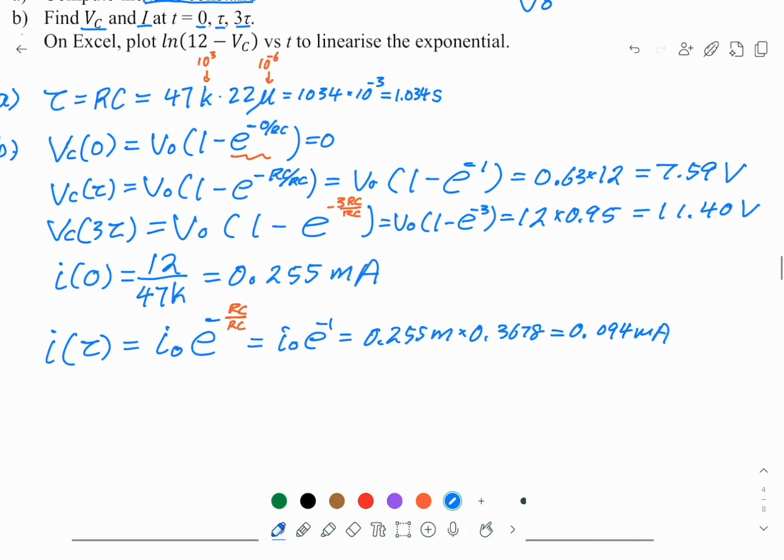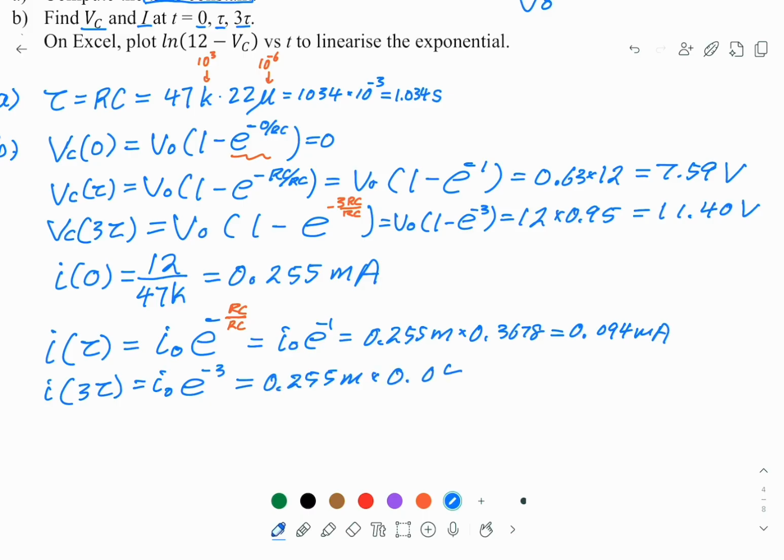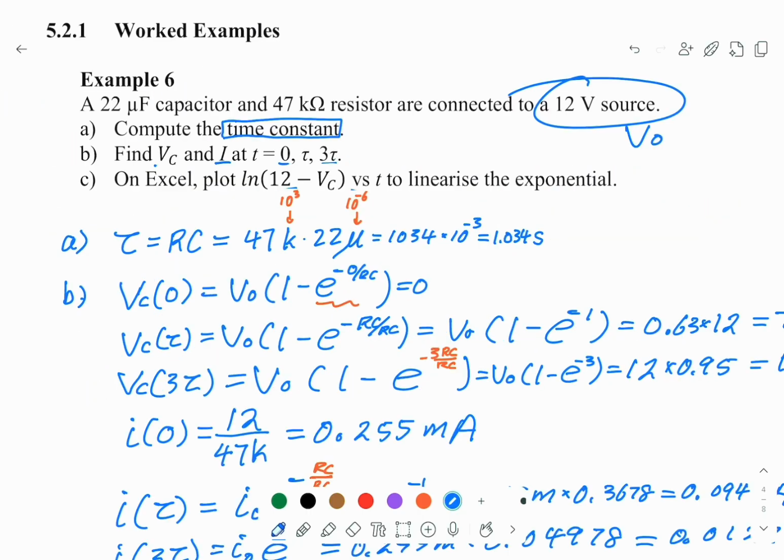Okay, now I at three time constants. So the same argument, this is minus 3. So this is 0.04978. This is 0.0127 milliamp. Here, part C, it asks you on Excel, plot this against t to linearize the exponents.